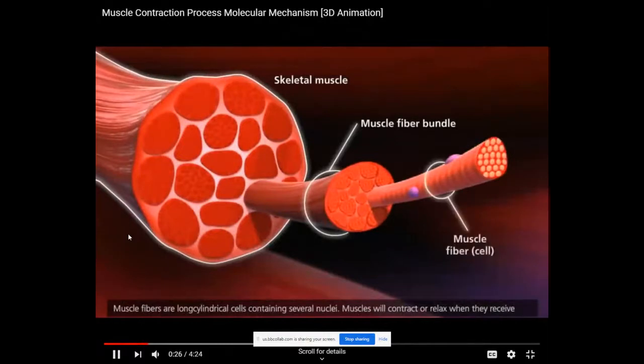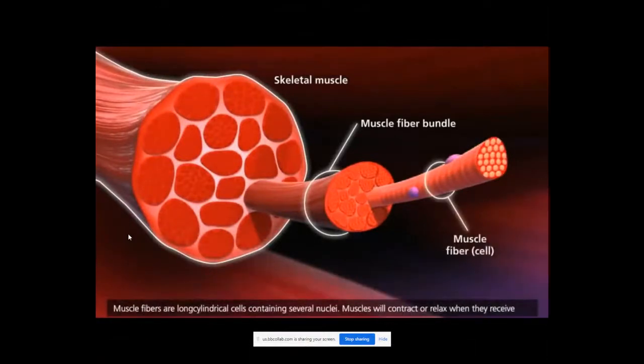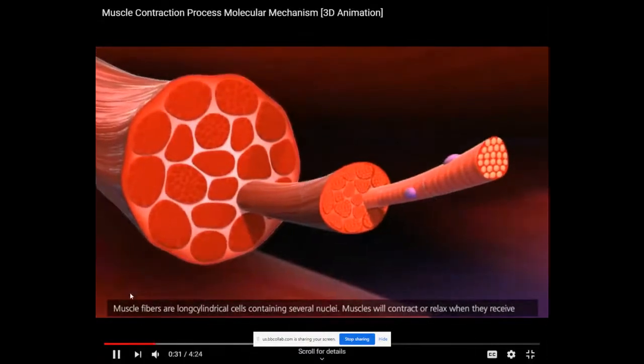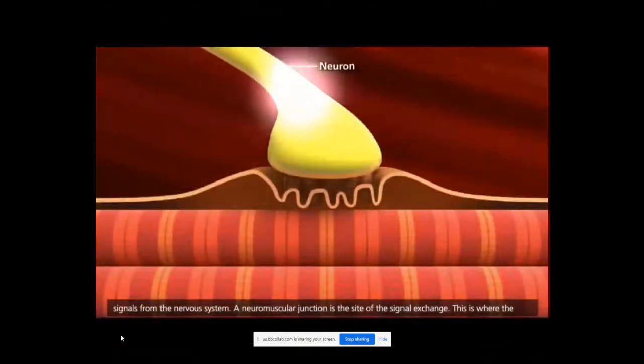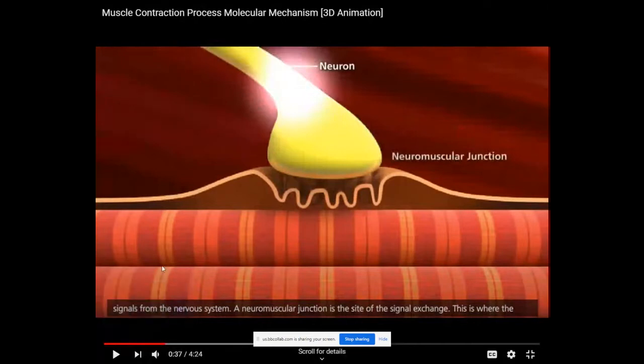Bundles of muscle fibers. Muscle fibers are long cylindrical cells containing several nuclei. Muscles will contract or relax when they receive signals from the nervous system. Just to stop, I'm going to be doing that quite a bit.